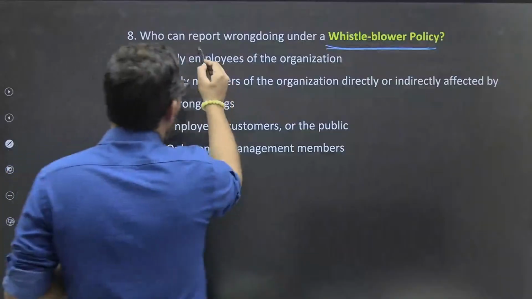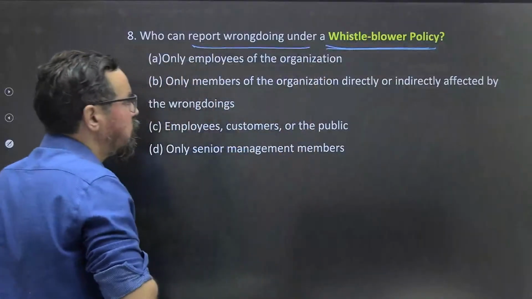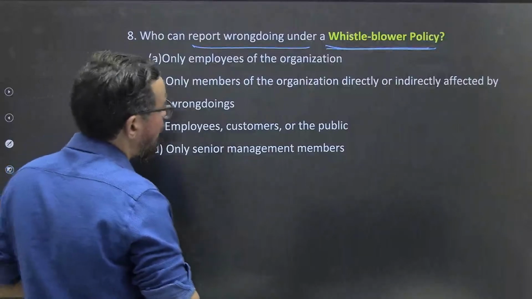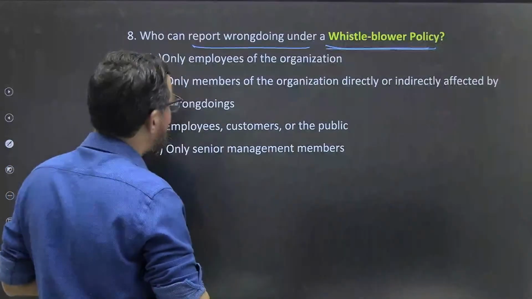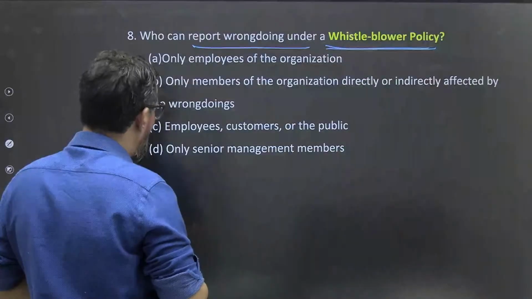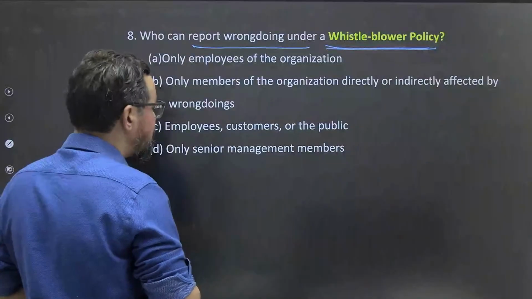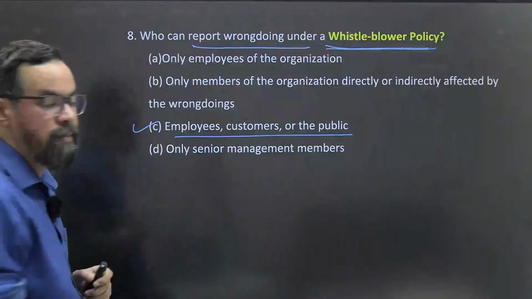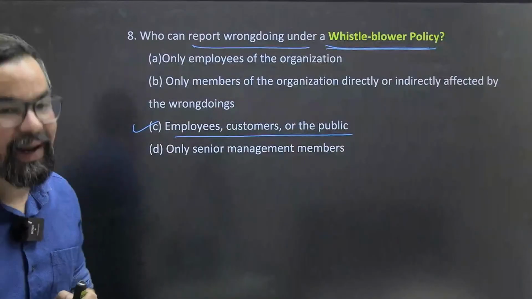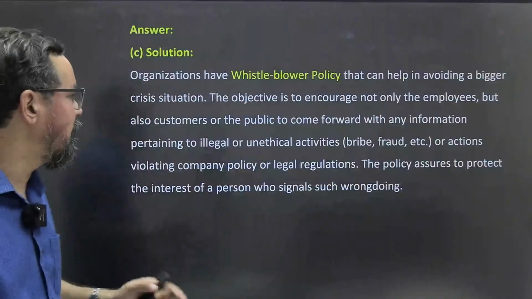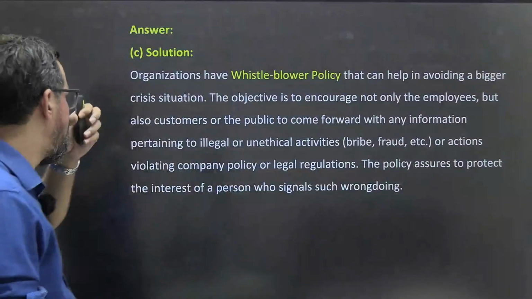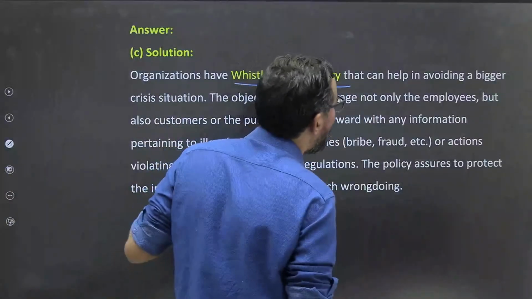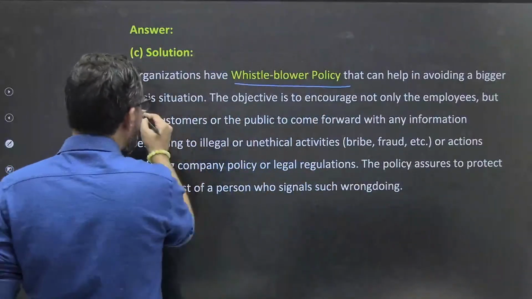Who can report wrongdoing under a whistleblower policy? Only employees, only members of the organization directly or indirectly affected by the wrongdoings, or employees, customers and the public? Option C should be the right answer because it includes all the aspects. So anyone can escalate, anyone can be part of this. A whistleblower policy can help in avoiding a bigger crisis situation.